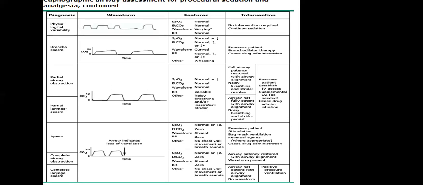It also tells us if there is bronchospasm. In that case, saturation can be normal or low, end-tidal CO2 can be high or low, and the waveform changes. We have to reassess the patient and do an intervention such as bronchodilator therapy. If the patient is having an allergic or anaphylactic reaction and the bronchospasm is caused by that, we have to cease the drug administration for that. It also tells us if the patient is apneic, if there is complete airway obstruction, or some kind of laryngospasm. In that case, we have to intervene accordingly.